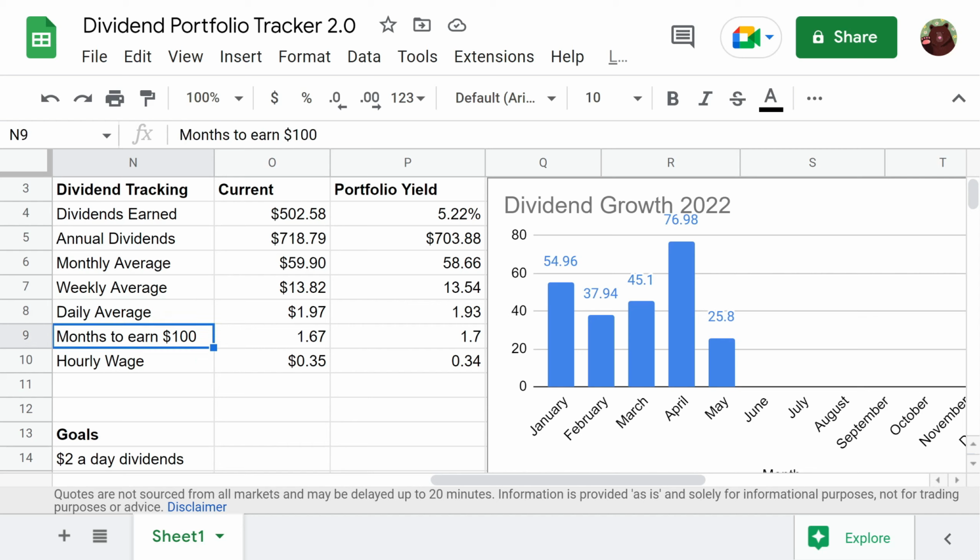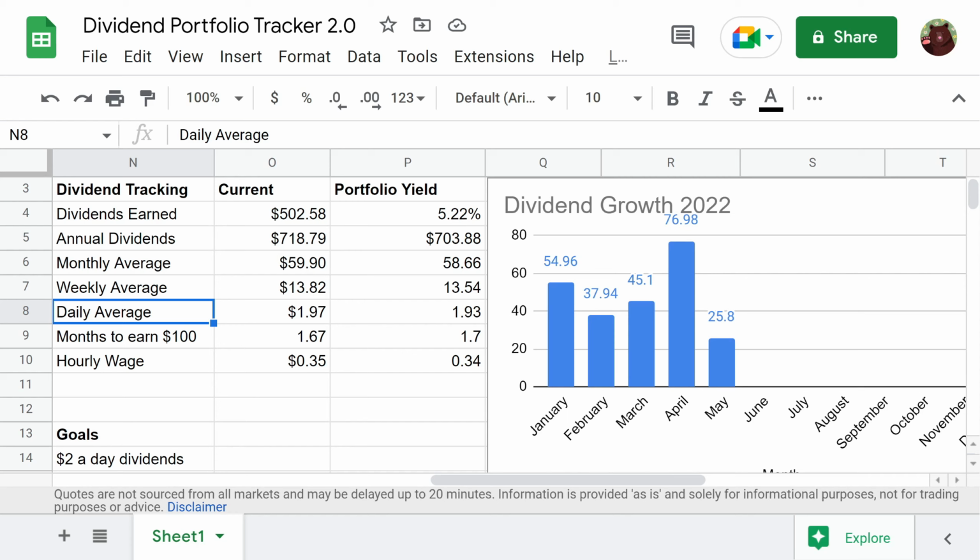It takes us 1.67 months to earn $100 versus 1.7. So this number keeps shrinking and shrinking. And our hourly wage, if our portfolio were to work a 40-hour work week, went up 1 penny per hour from 34 cents to 35 cents. We're very close to my goal of hitting $2 per day. We're at $1.97. So I just have to keep making deposits, keep buying more dividend paying companies, and we're going to reach that goal very soon.